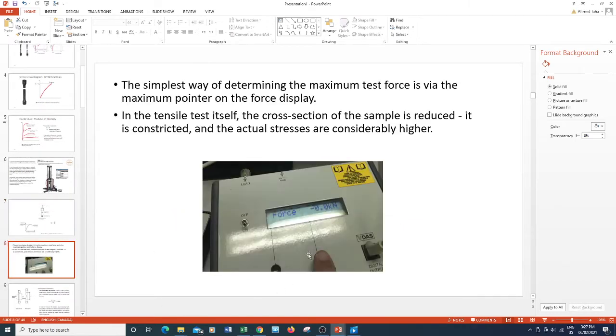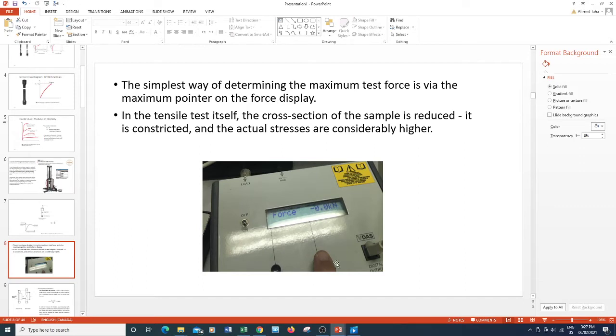Now the simplest way to determine the maximum test force is via the maximum pointer on the force display. During the tensile test itself, the cross section of the sample is reduced, and the actual stresses are considerably higher.